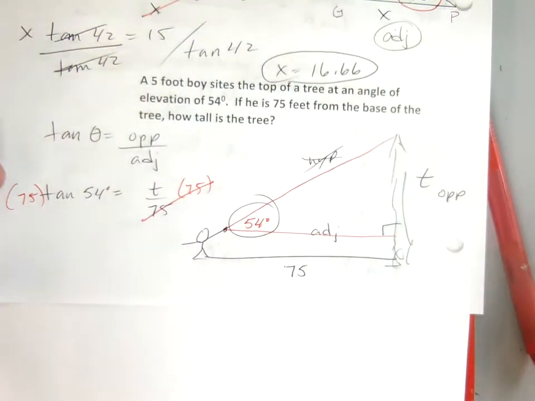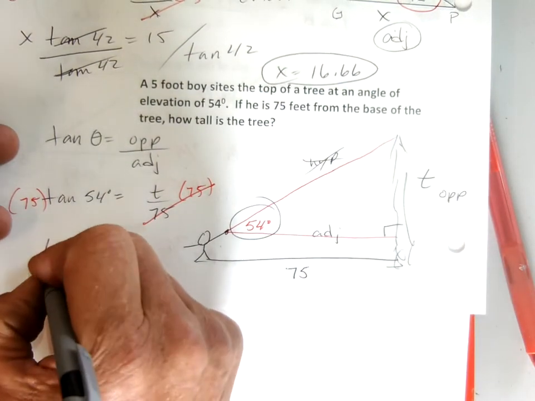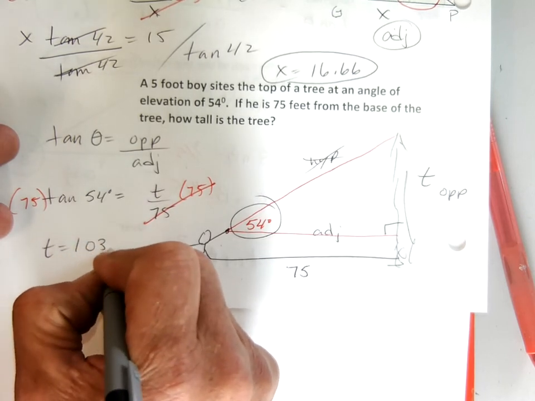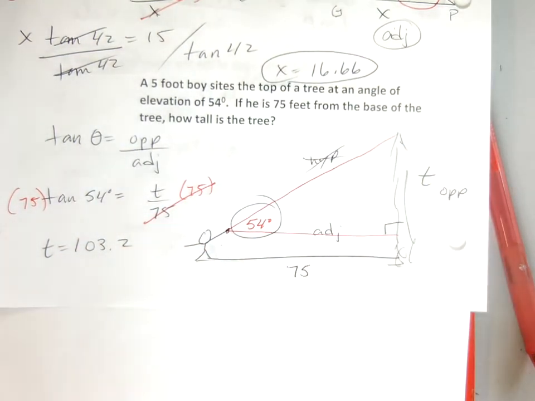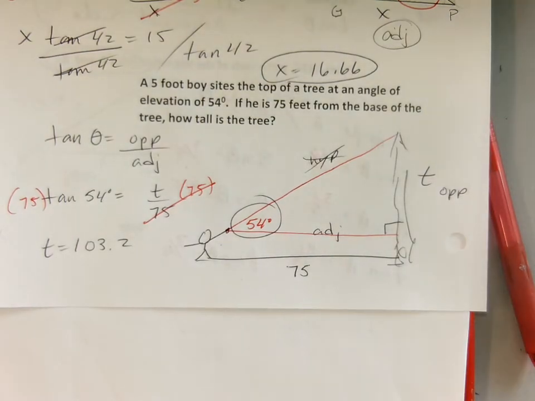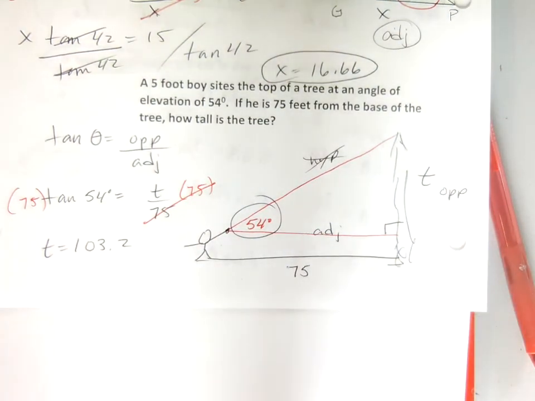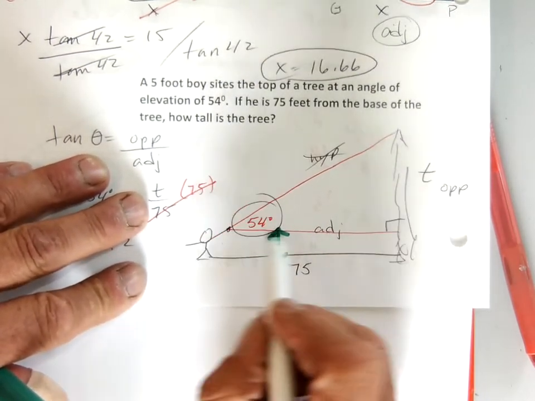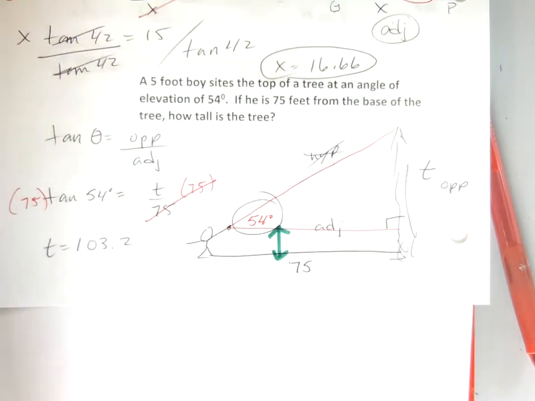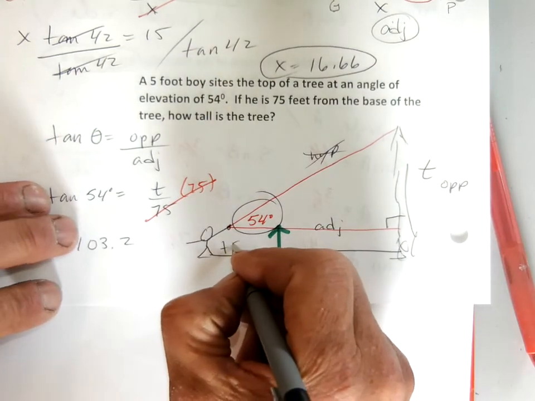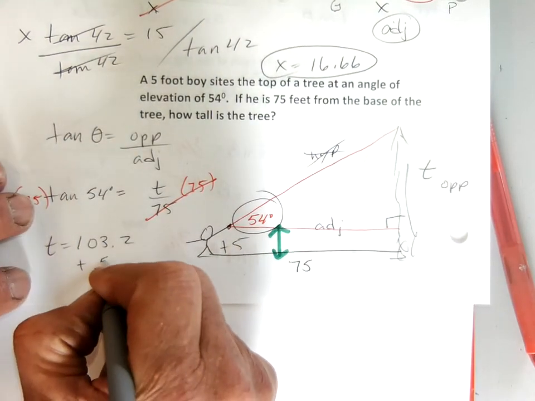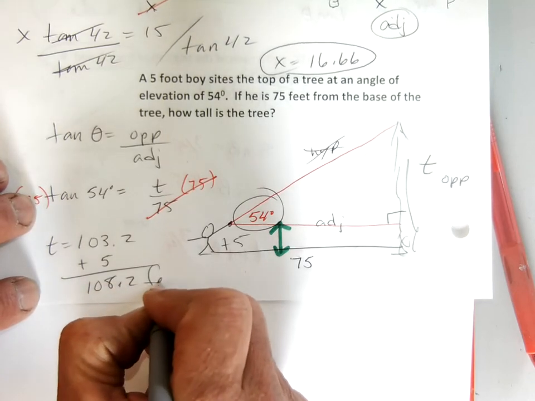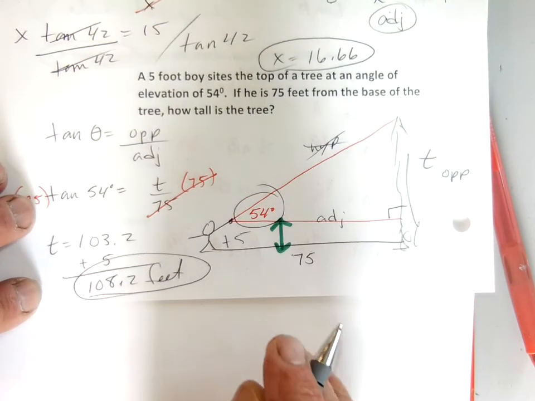So the tree. But then you add my. Yes, Scott, you're right. 103.2. And then you got to look here. Scott's right, because this triangle that we took is really suspended by that 5 feet. So we're going to add in the 5 feet. I hope that makes sense to everybody. Get 108.2 feet. What do you think? Can you do this?